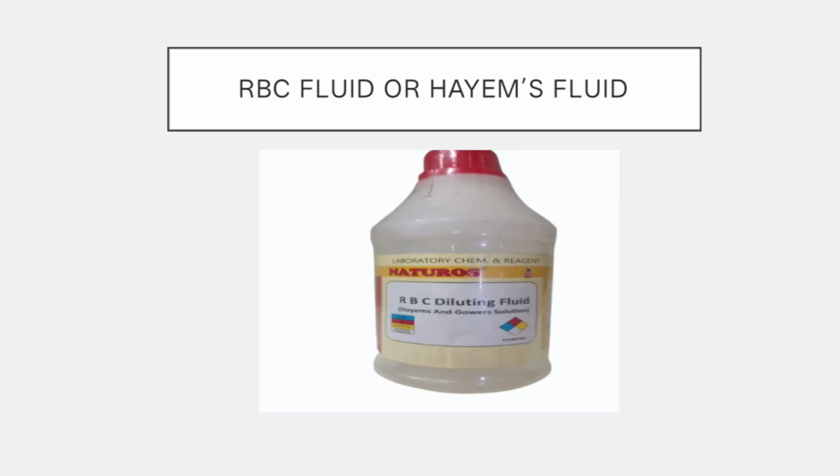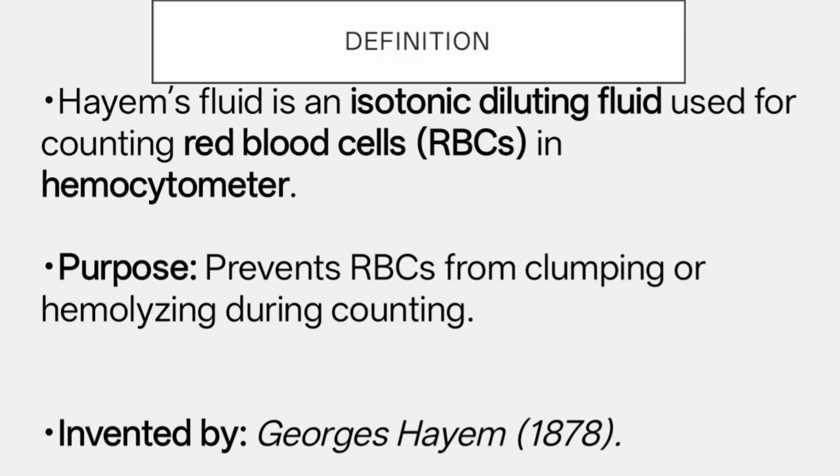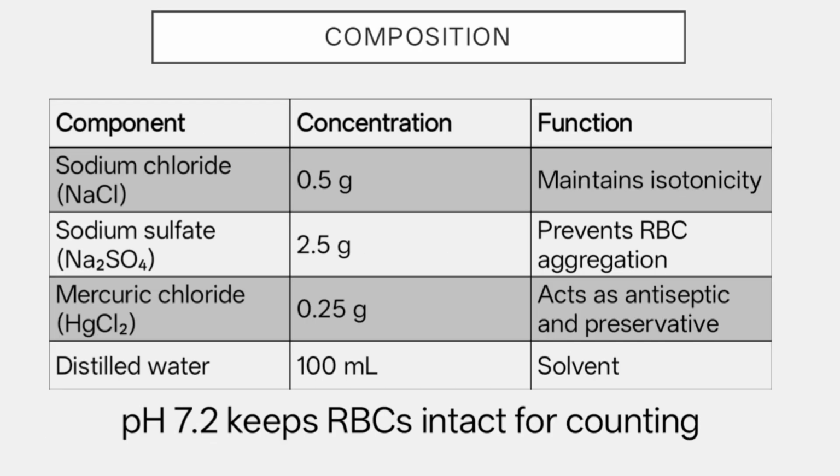So now come to the next stain, that is the RBC fluid or Hayem's fluid. Hayem's fluid is an isotonic diluting fluid used for counting red blood cells or RBCs in the hemocytometer. The purpose of it is to prevent RBCs from clumping or hemolyzing during counting, and it was invented by George Hayem in 1878.